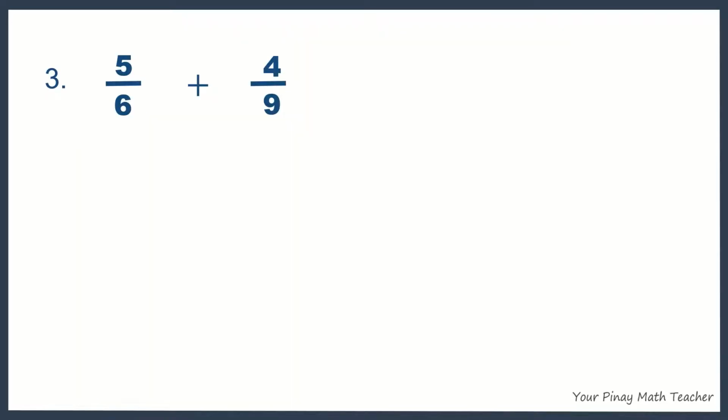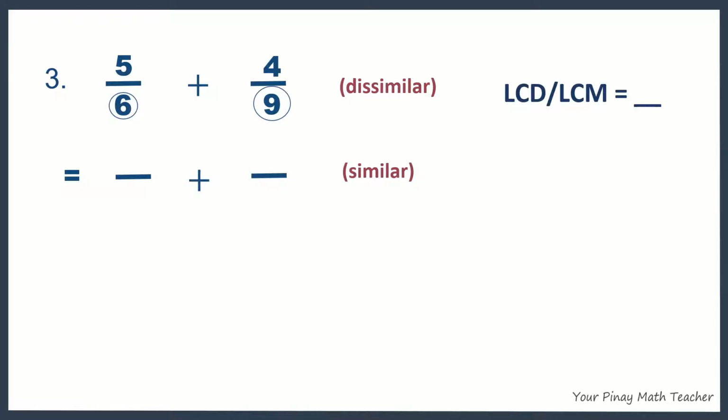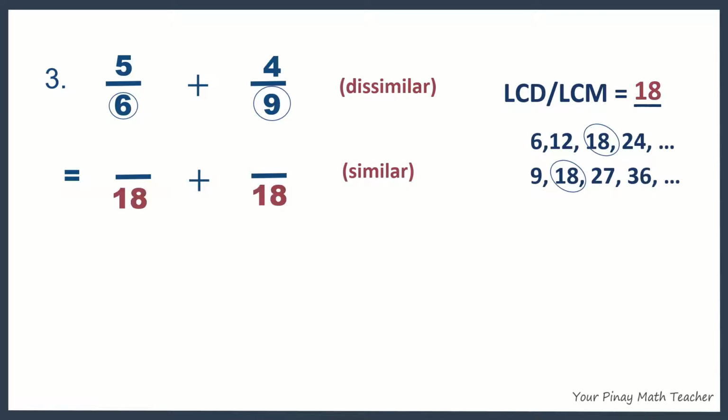Number 3: 5/6 plus 4/9. Since the denominators are different, the fractions are dissimilar, so we have to make them similar. Find the LCD of 6 and 9 by listing their first few multiples. So we get an LCD of 18.